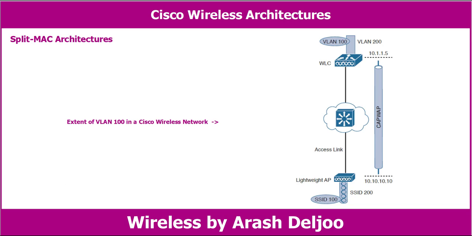Instead, traffic to and from clients associated with SSID 100 is transported across the network infrastructure encapsulated inside the CAPWAP data tunnel. The tunnel exists between the IP address of the wireless LAN controller and the IP address of the LAP, which allows all of the tunneled packets to be routed at layer 3. Actually here, this is the IP address of the lightweight access point or LAP, and this is the IP address of the wireless LAN controller, and now we have a CAPWAP tunnel.